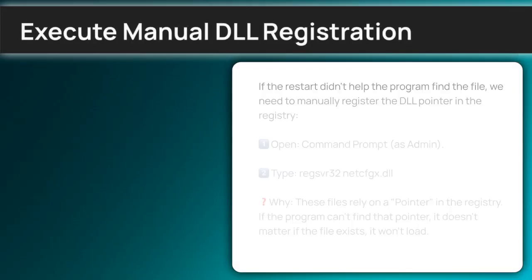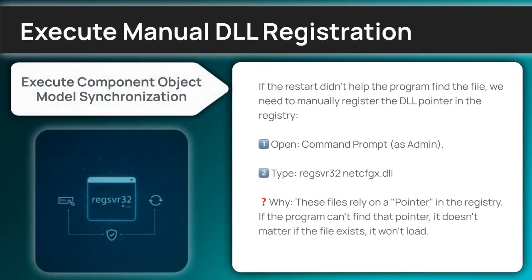If the previous steps didn't work, there's one more action we can take to stabilize the environment. Please pause the video if you need to back up your data before we proceed. If the restart didn't help the program find the file, we need to manually register the DLL pointer in the registry. First, open command prompt as admin. Second, type regsvr32, followed by your file name causing the error, then hit enter.